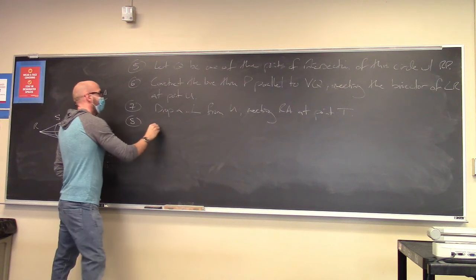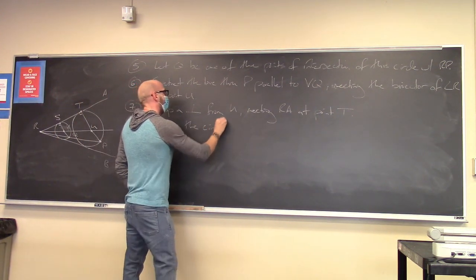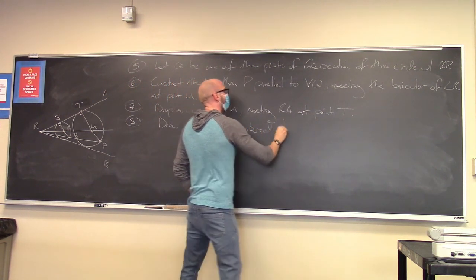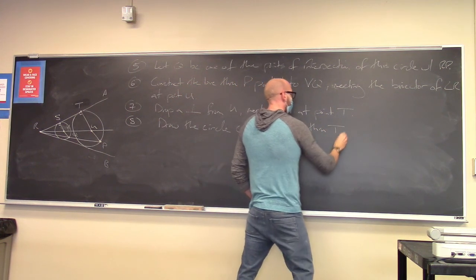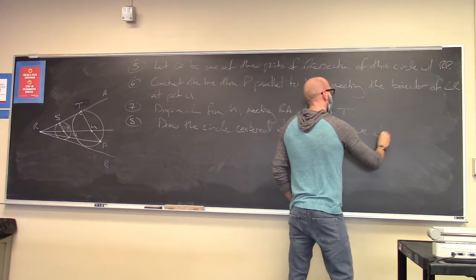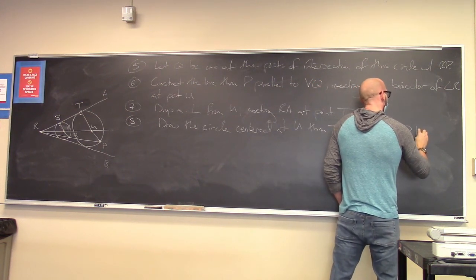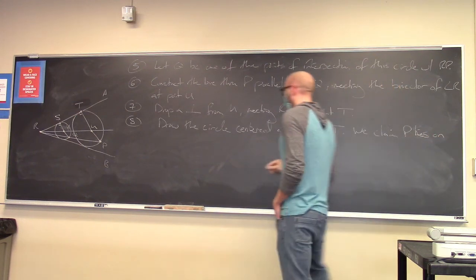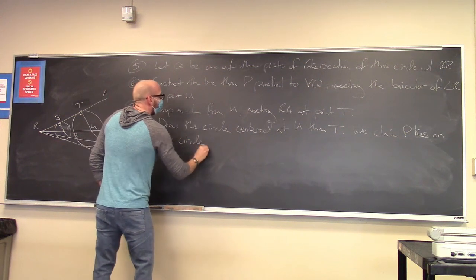8. Draw the circle centered at U through T. We claim P lies on the circle. And we're done.